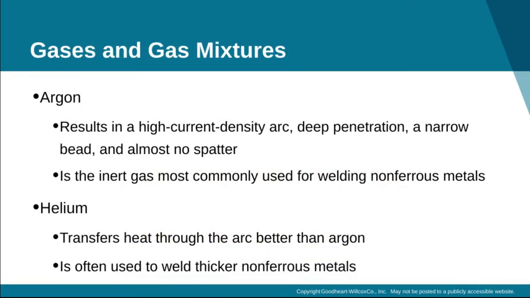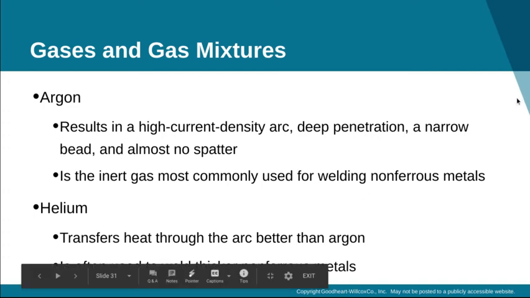Argon results in high current density arc, deep penetration, and narrow bead, and almost no spatter. It is the inert gas most commonly used for welding non-ferrous metals. Helium transfers heat through the arc better than argon. It is often used to weld thicker and non-ferrous metals. An argon-helium mix will weld a lot hotter than just an argon mix. Helium does add a lot of heat.